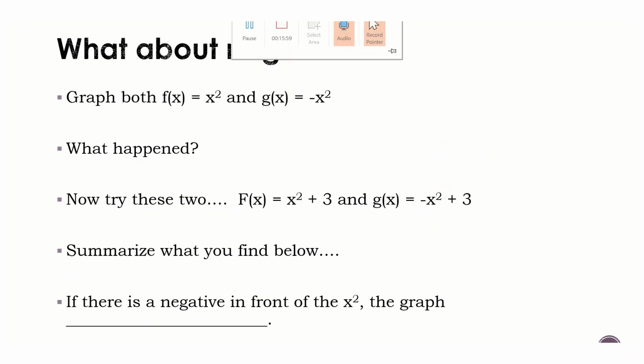So what about negatives? How are negatives going to work? Graph both f of x equals x squared and g of x equals negative x squared. We want to observe what happened. And then now try these two. Try it with a +3 at the end, what is going to happen there. And then summarize what you find below. If there is a negative in front of the x squared, the graph is going to do what?